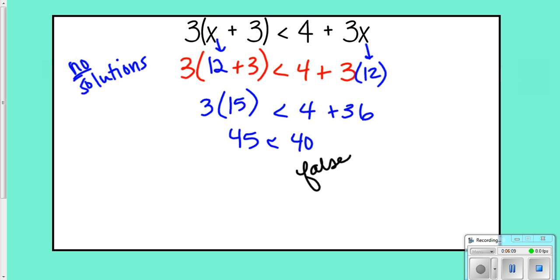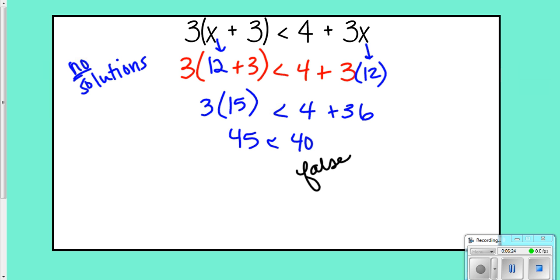So this is just a way to test whatever answer you get. If you get all real numbers, then you better be able to plug any number in and have it work. If you get no solutions, there shouldn't be a number that you could ever plug in that would make it work. Let me know if you have any questions about that.